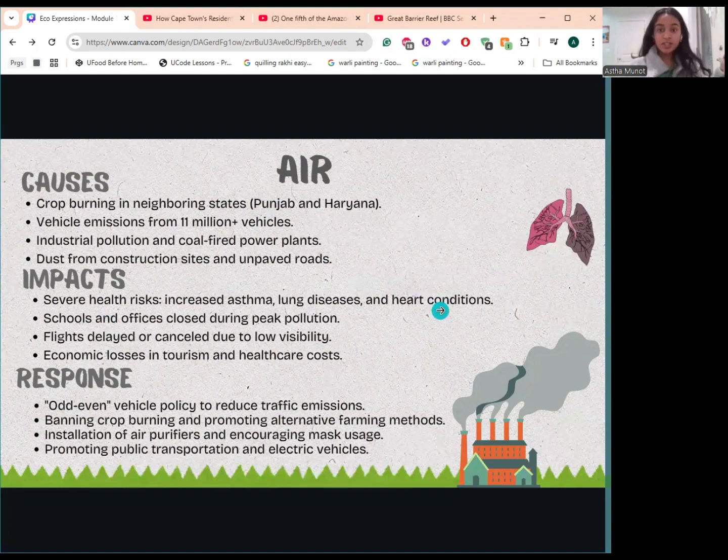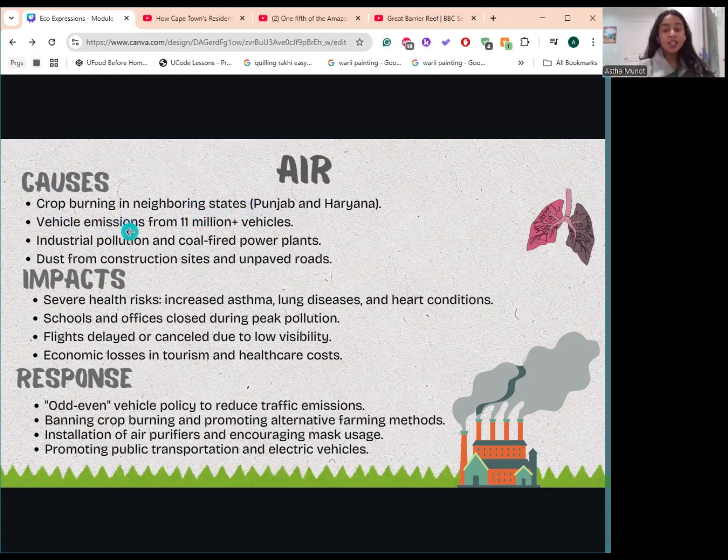So what are the causes of this very bad air pollution in this city? Crop burning in neighboring states. Some of the neighboring states of Delhi are Punjab and Haryana, and they have a practice called crop burning. After the year's harvest, all of the remaining crop remnants like the leaves are burnt, so the land is cleared for the next season of harvest. People get rid of all of these remnants by burning them. That's a big contributor to the immense smog and air pollution in Delhi.